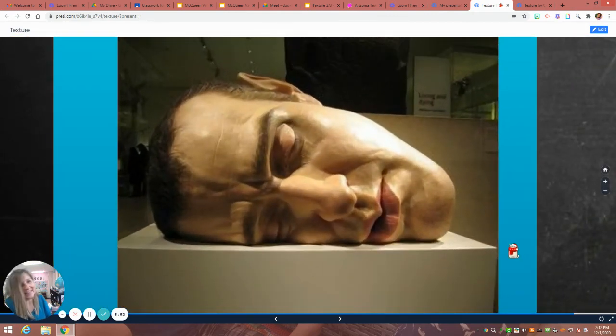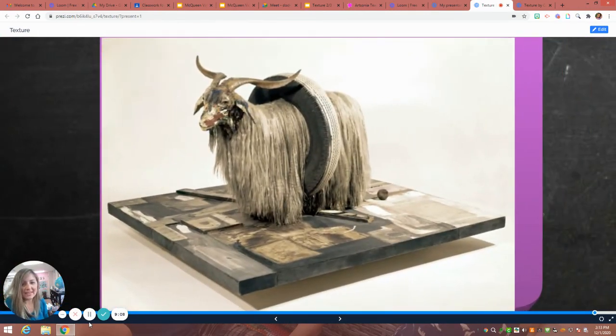Whoa, what about this guy? Yeah, this is actual texture. I could go up and actually touch those furry eyebrows or his skin. Again, would never do it. But this is actual texture. Okay, I think this is our last one. This is Robert Rauschenberg, and this is a combine. It's where you combine a bunch of things. Is this an example of actual texture or implied texture or visual texture? Could you actually go up and touch that, or could you only see it with your eyes? Yeah, you could actually go up and touch it. So this would be an example of actual texture.